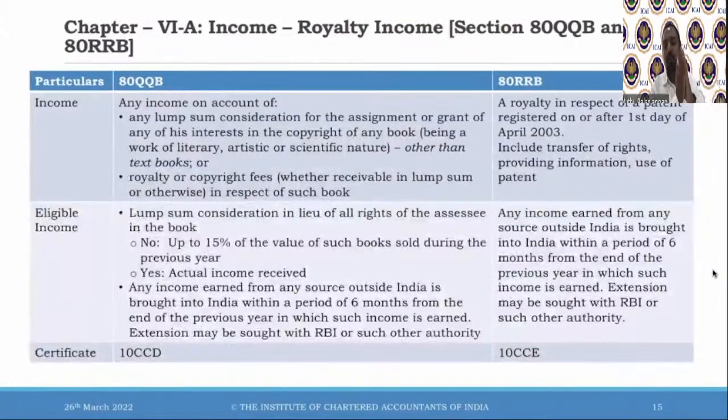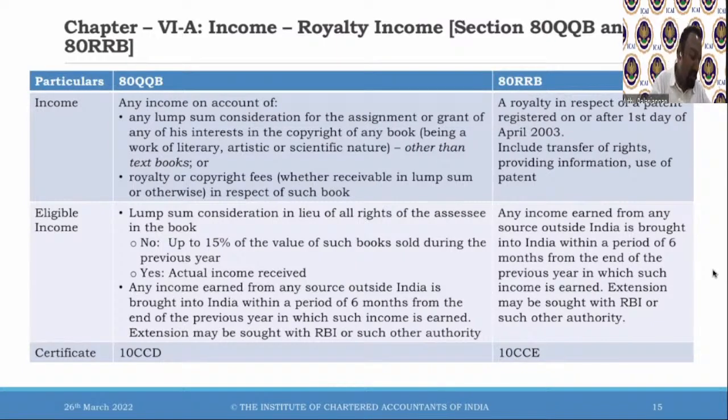This we said for QQB also it is 3 lakhs, for the author being a resident. For RRB also, it is a patent holder including this co-owner. For them also it is 3 lakhs. Now what are the other things that we need to consider? First we need to understand what will be considered as an income.